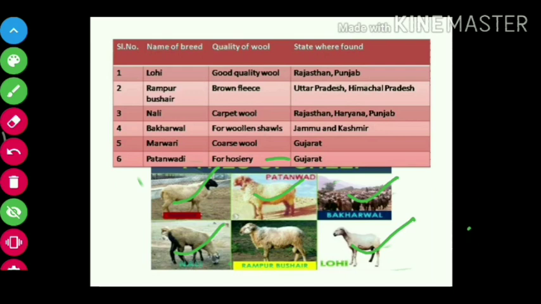So what is hosiery? Hosiery is the term used for tight clothes, whatever tight clothes you are wearing. Tight clothes made of wool are stockings, gloves and socks. These are tight clothes made by wool, so they are termed as hosiery. So these are the sheep and other animals which we use to produce wool.